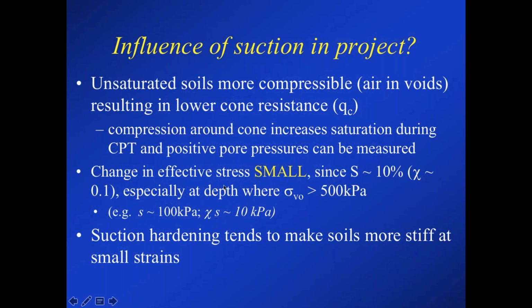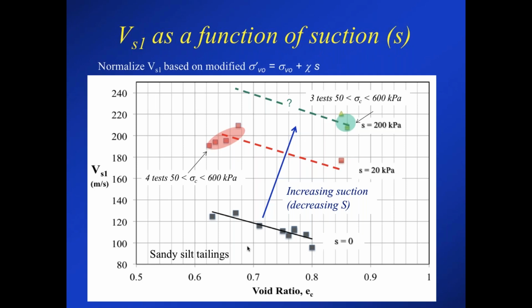And as I said before, the change in effective stress appears to be small. If saturation is on average around 10%, this chi factor is around 0.1. So at a depth greater than about 20 meters or so, where the overburden pressure is about 500 kPa, adding on 10 kPa is a very small effect. It's just a 1 or 2% change in the calculated effective stress. But suction hardening does tend to make the material stiffer at small strains, and so that may explain what we're seeing in the shear wave velocity.